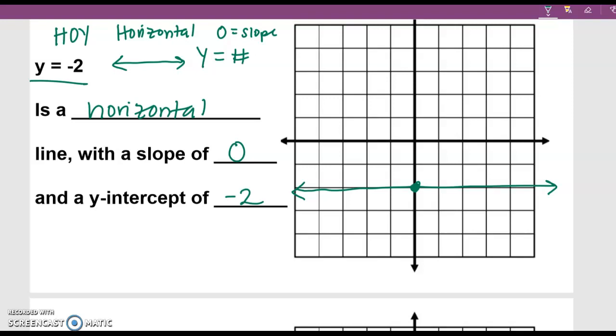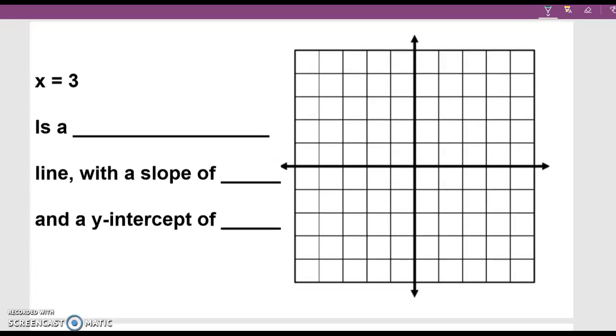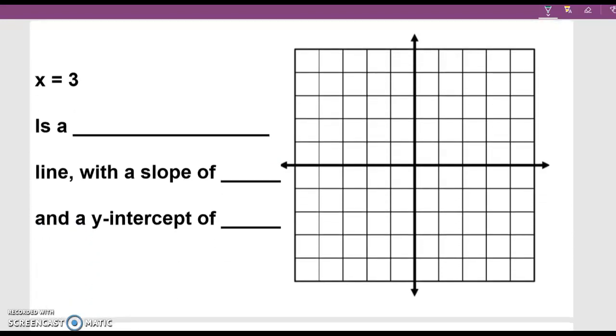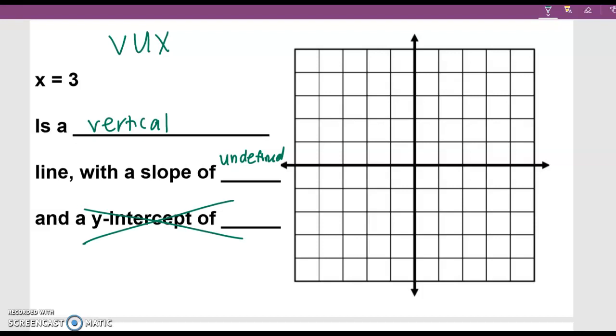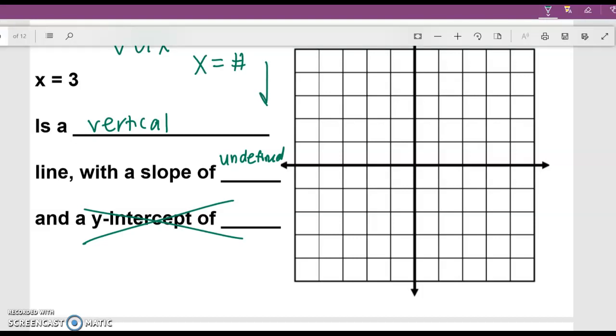So if it's y equals a number, it's horizontal where y equals that number. If it's x equals a number, it's a vertical line. Our acronym here is VUX. Vertical line with an undefined slope. And a y-intercept of, well, it doesn't cross the y-axis. It only crosses the x-axis. So if you have x equals a number, you know it's a vertical line. Vertical is up and down.